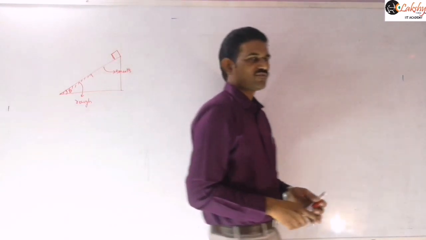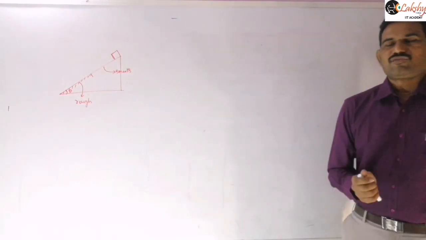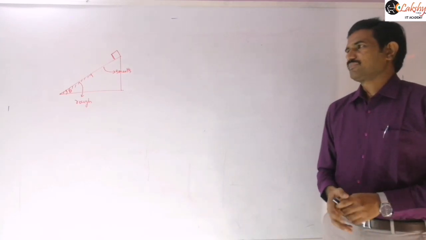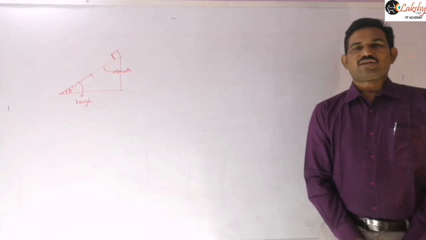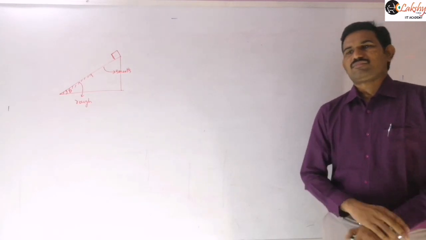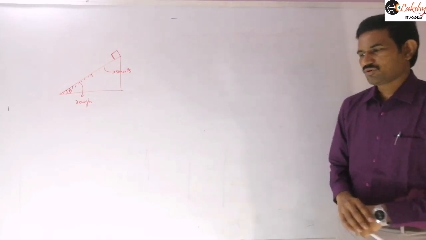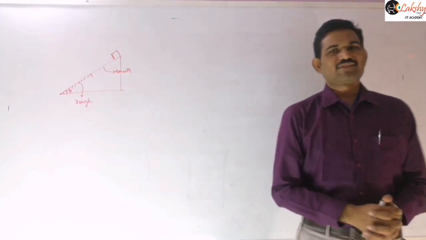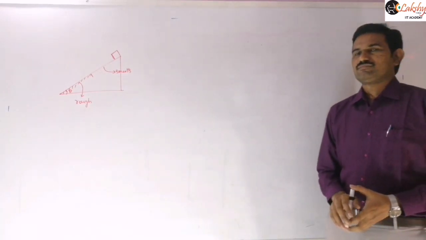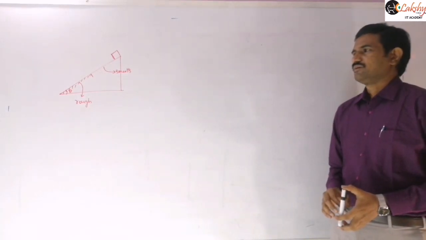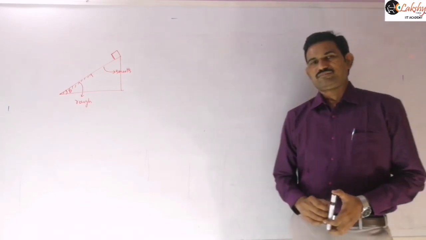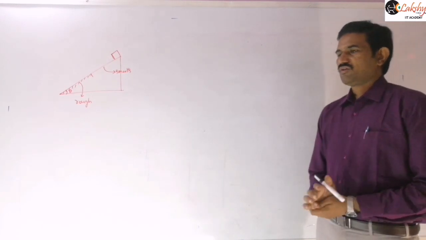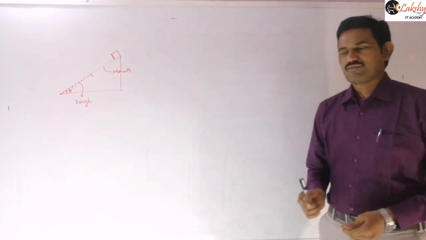If the block is released from rest from the top of this inclined plane, it will reach the bottom. That means it will come to rest again at the bottom of the inclined plane. Then find the coefficient of friction between the lower half of the inclined plane and the block.